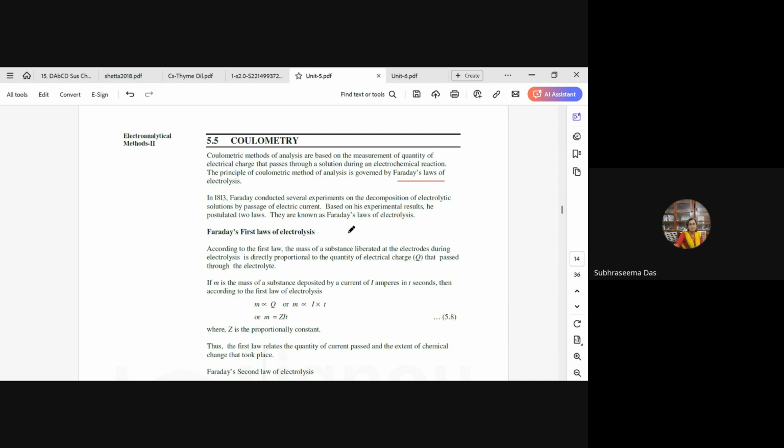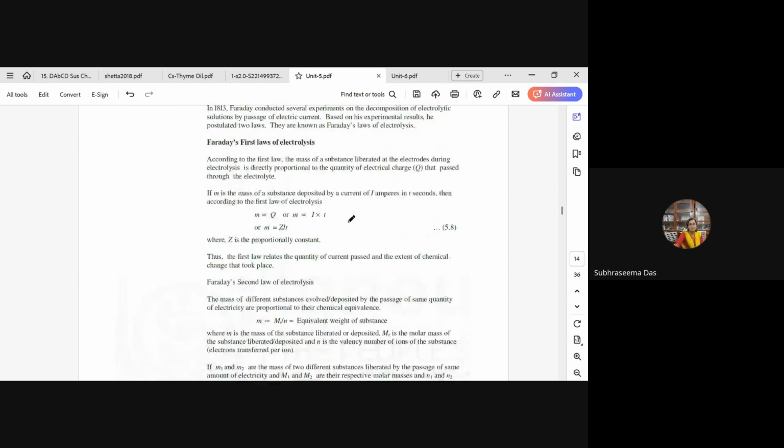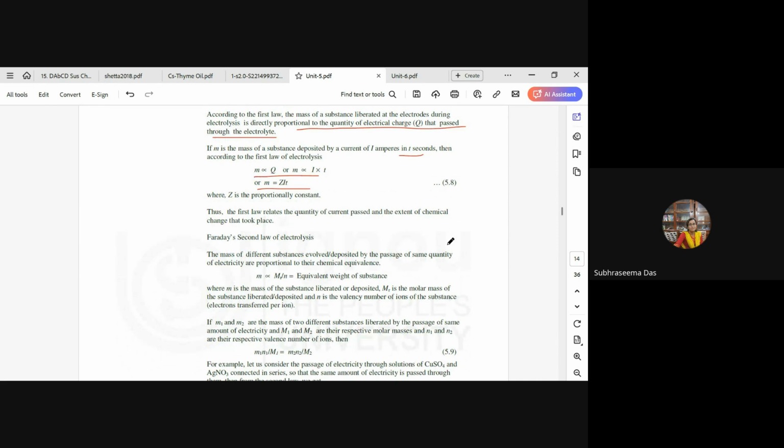First is the first law of electrolysis. According to this law, the mass of a substance that is liberated at the electrodes during electrolysis is directly proportional to Q that passed through the electrolyte. That is, if M is the mass of the substance, current is I and t is in seconds, then according to the first law, M is directly proportional to Q, or M is directly proportional to I into t. Here M is equal to Z into I into t, where Z is the proportionality constant. So the first law relates the quantity of current, that is Q, and the extent of the chemical change that can take place.